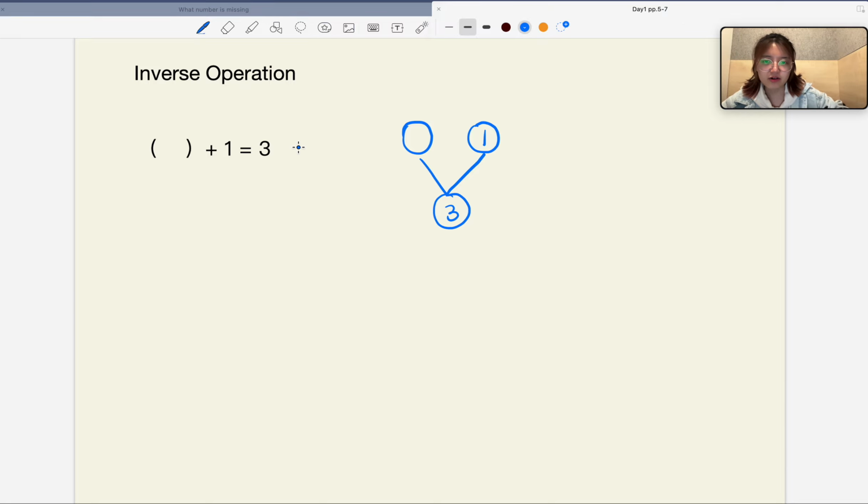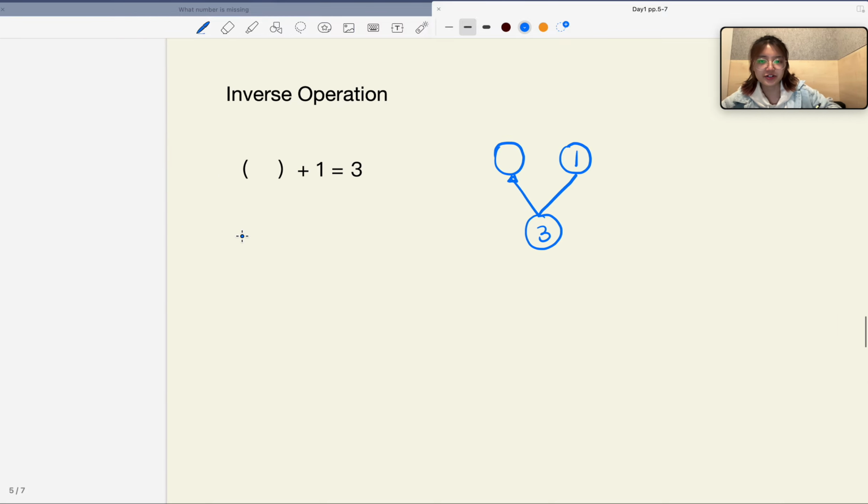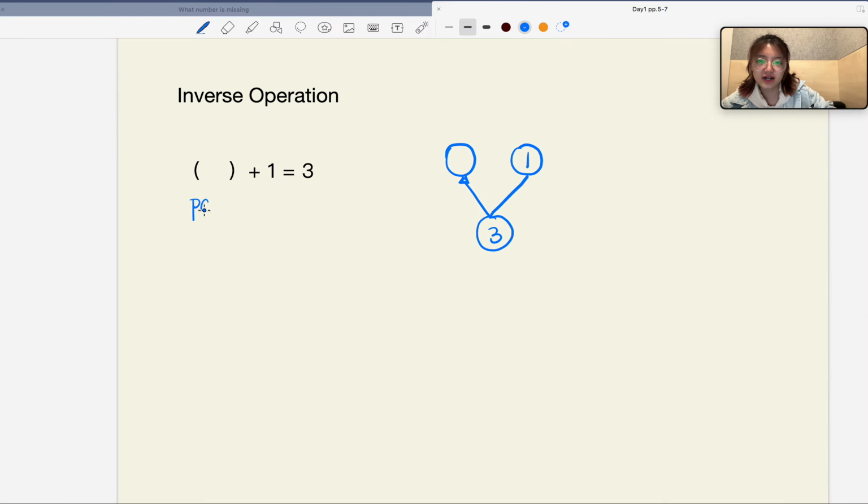Okay, now everyone tell me, for the missing number, is it a part or a whole? It's a part. Very good job. Okay, and then for the 1, is it a part or a whole? 1 is another part. And then for the 3, everyone, a part and another part can be added together to get the whole. So 3 will be the whole.